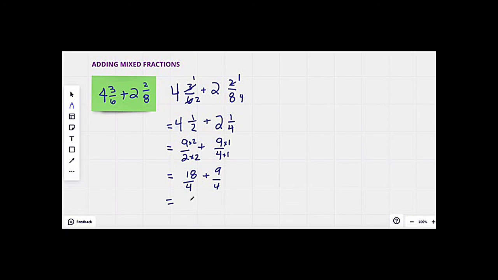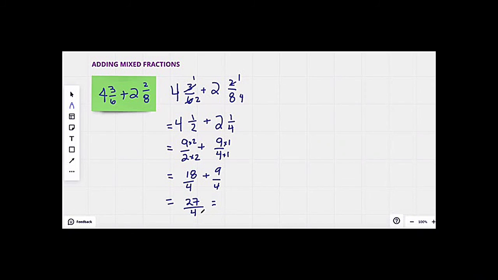Okay, so now we have both denominators the same. So now we can actually put this all over a 4, which becomes 27, because 18 plus 9 is 27. Now we need to change this back to being a mixed fraction, because we were adding mixed fractions to begin with. All right, so in order to do that, we are now going to divide the 27 by the 4.